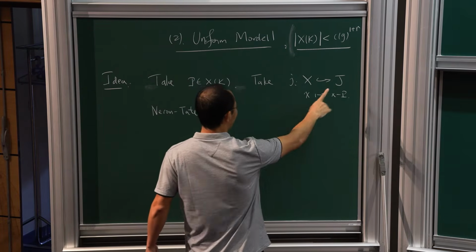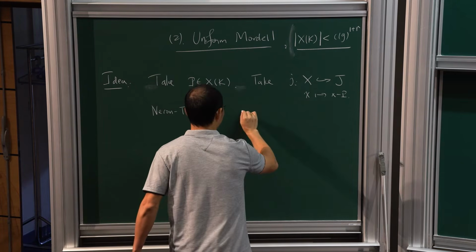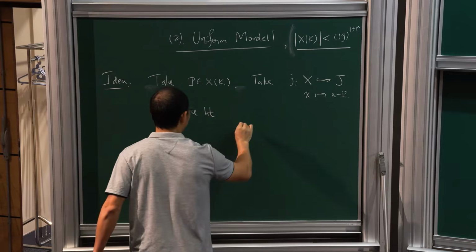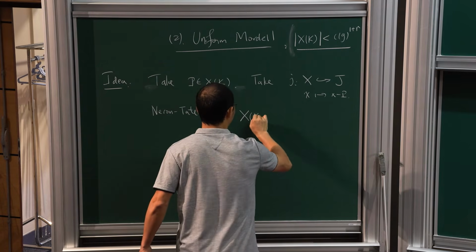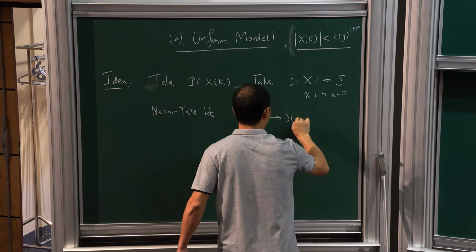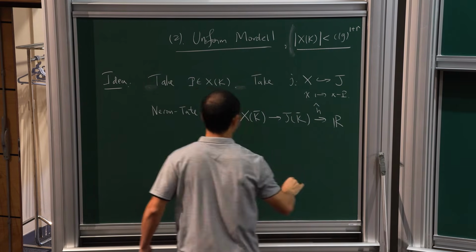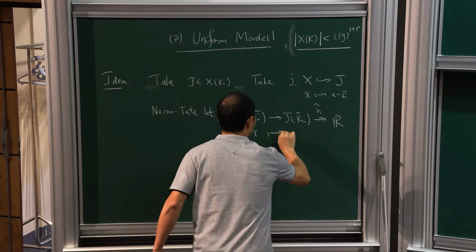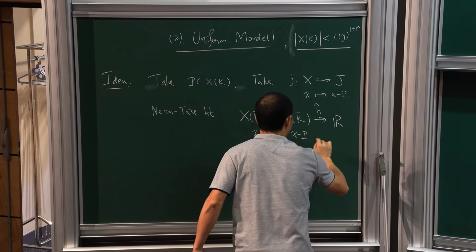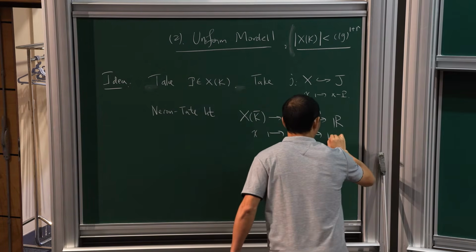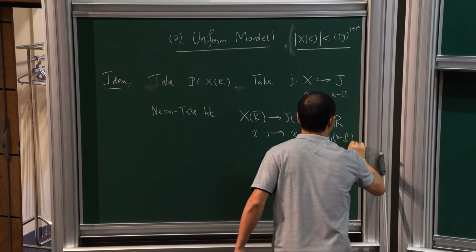We take the Néron-Tate height on the Jacobian, and then induced by X. So I'll write them together. X goes to J, goes to R. This is my H hat. So here X goes to X minus P, goes to the height of X minus P.